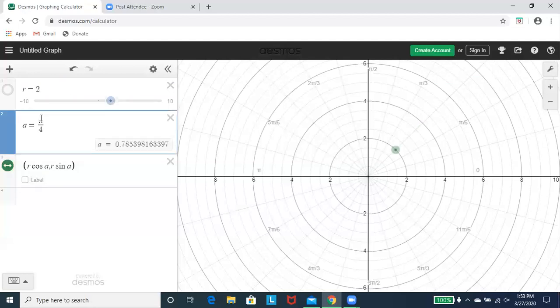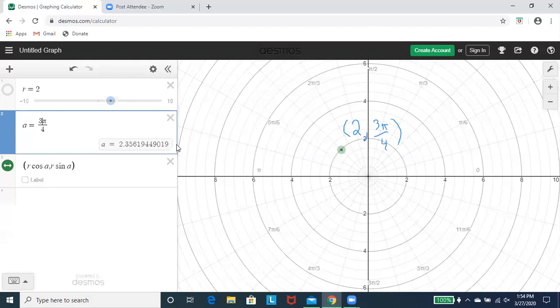Now, if I change it from pi over 4, let's say I make it pi over 2. You see how I'm at this point due north right here? Maybe I want to change this now to 3 pi over 4. So I got the point 2, 3 pi over 4 right here. Remember, in polar coordinates, it's 2, 3 pi over 4, and that would be there.